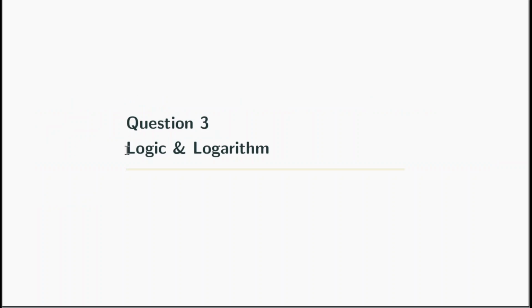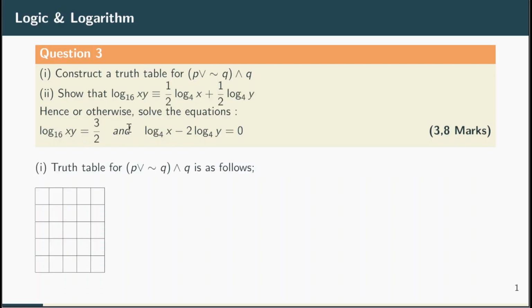So today we are going to propose the solution for question 3. And the question is based on logic and logarithm. In the first part of the question, we are asked to construct a truth table for this complex statement. In order to do that, I have to decompose this complex statement into simpler statements, obtain their truth values, and combine them to obtain the truth table for the entire statement.